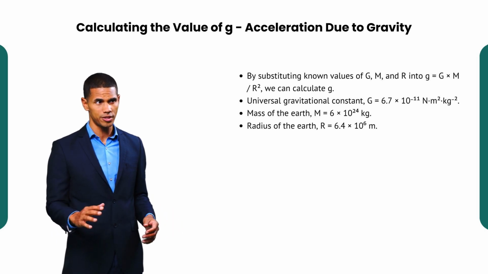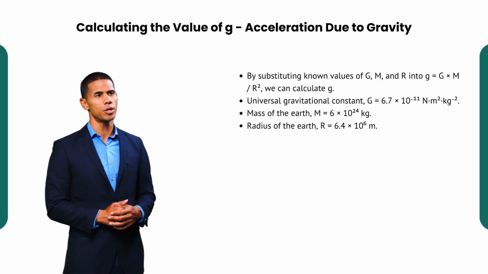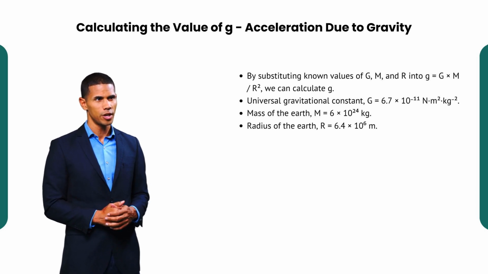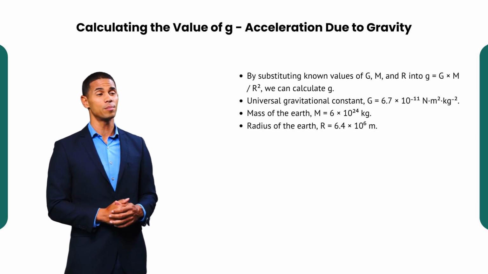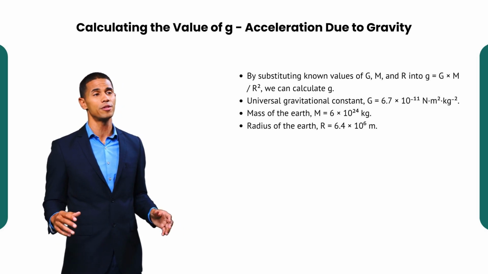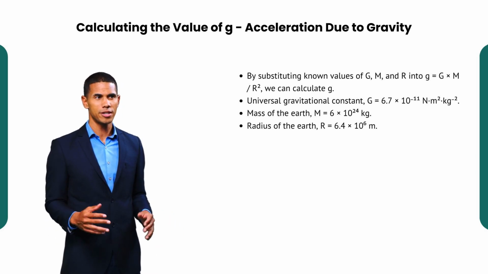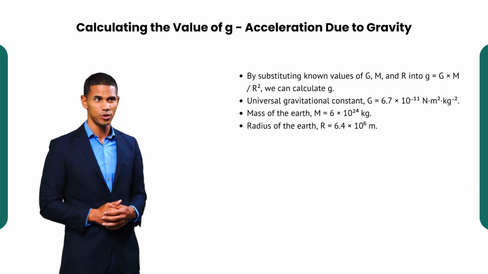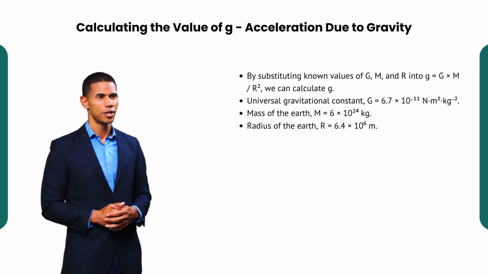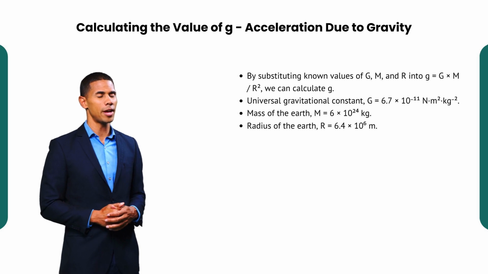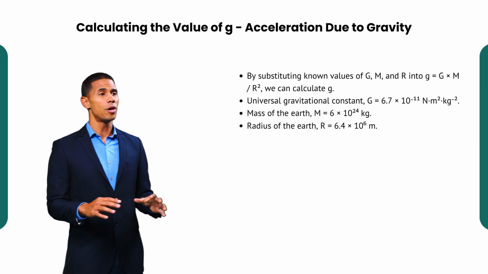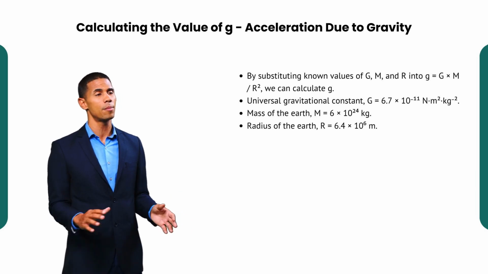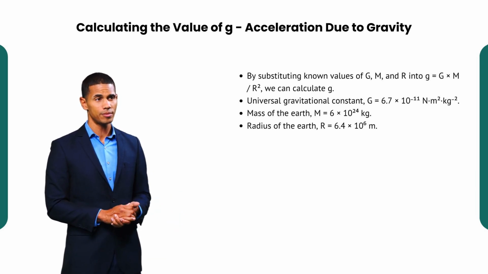Performing the math, the radius squared is approximately 4.1 times 10 to the 13th meters squared. Then multiplying G and M results in 4.02 times 10 to the 14th Newton meters squared per kilogram squared. Dividing these values, we get about 9.8 meters per second squared. So, that means any freely falling object increases its velocity by 9.8 meters per second every second, ignoring air resistance. Isn't that amazing?